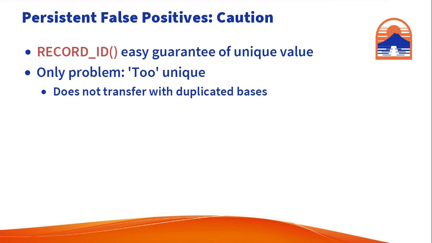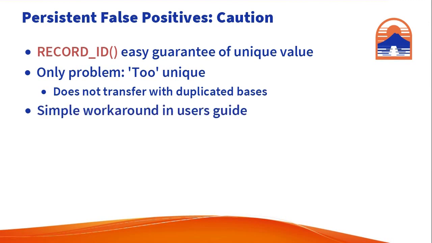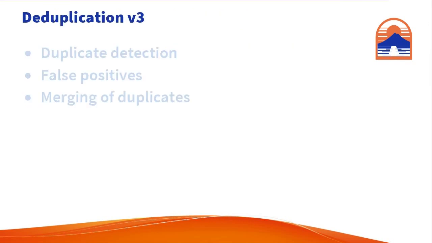That is to say, if you make a copy of a base, alerts on any persistent false positives you have tagged are no longer suppressed. However, there is a very simple procedure that allows you to transfer suppressed false positives cleanly with a duplicated base. It's documented in detail in the user's guide.